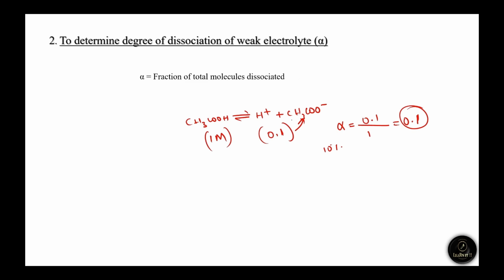So as the dilution increases with respect to weak electrolyte, the degree of dissociation increases. It means the fraction of total number of molecules dissociated becomes more. It may be 0.1, 0.2, 0.3, 0.4, 0.5. It means 10%, 20%, 30%, 40%, 50% of the total number of molecules have been dissociated.